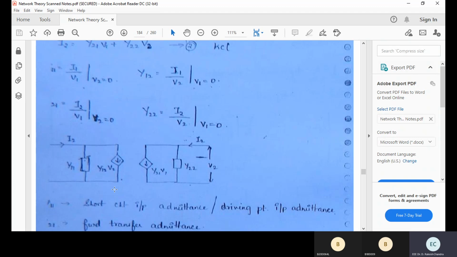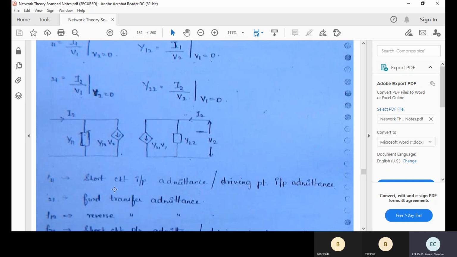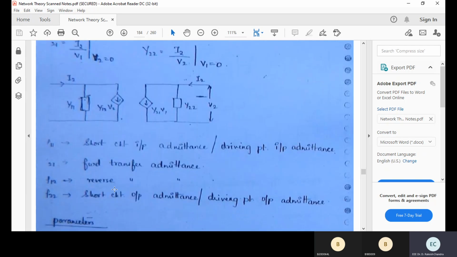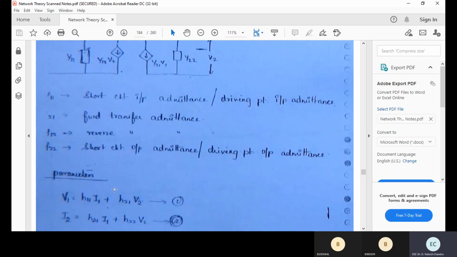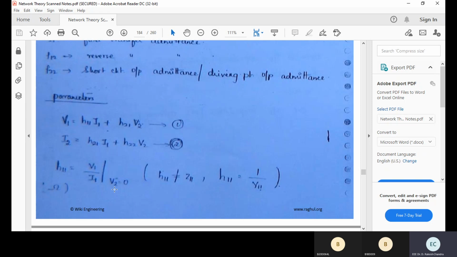Your I1 is equal to Y11 into V1 plus Y12 into V2. Currents you have to add means KCL, so you connect them in parallel. On the voltage side, if you have to add them, you keep them in series. Here we are applying KCL, there we applied KVL. The parameters are the short circuit input admittance, forward transfer admittance, short circuit output admittance, and reverse transfer admittance. So the impedance parameters are over and the admittance parameters are over. That means the open circuit and short circuit parameters are over.